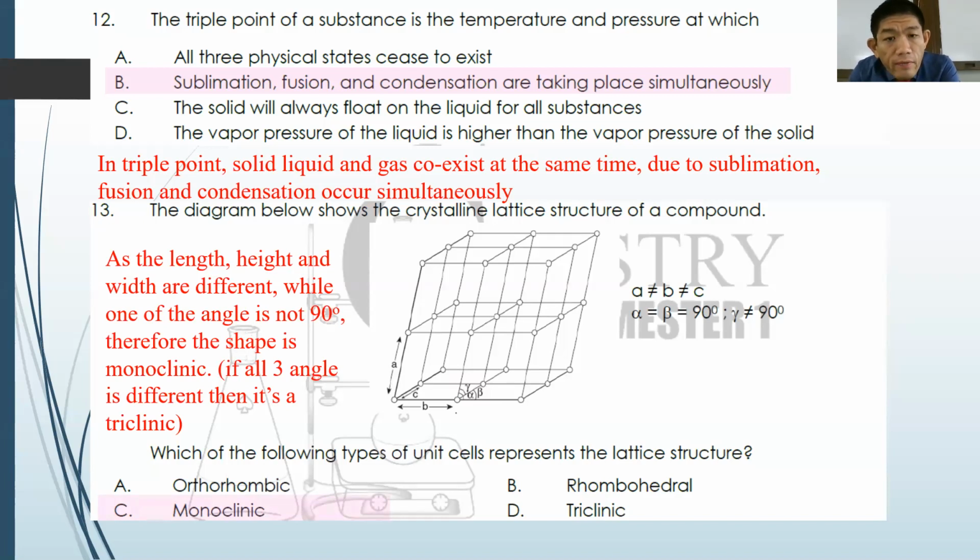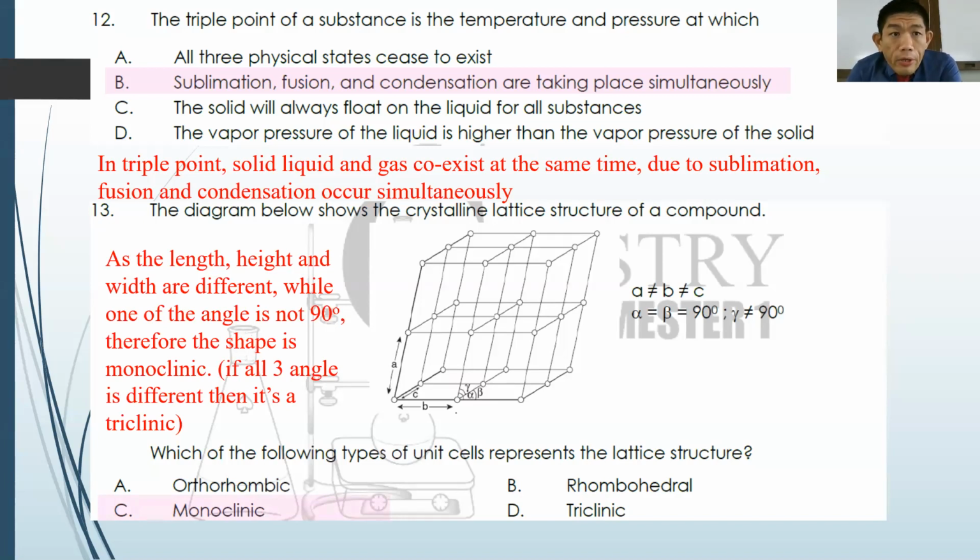This one you have no choice. You have to memorize the properties a bit on your own. I've already taught you the technique on how to memorize the crystal structure. You can refer back to the YouTube for this chapter.